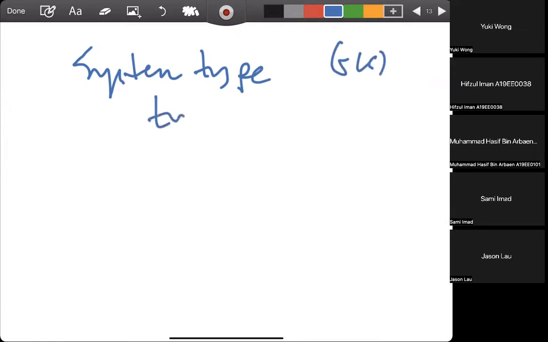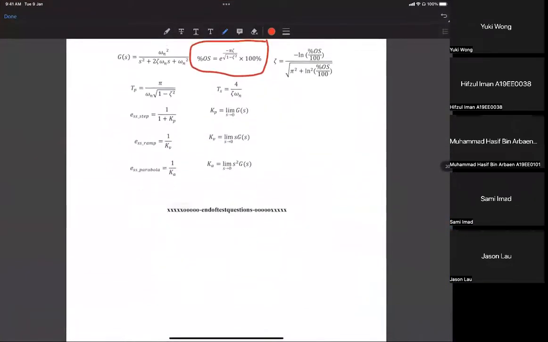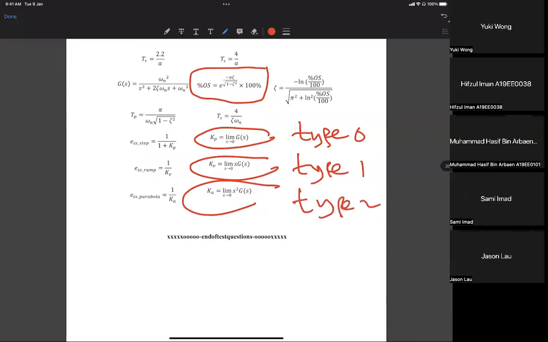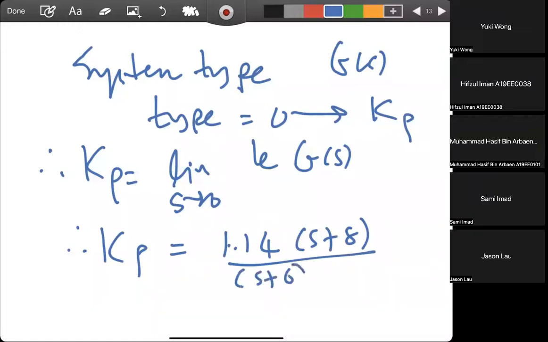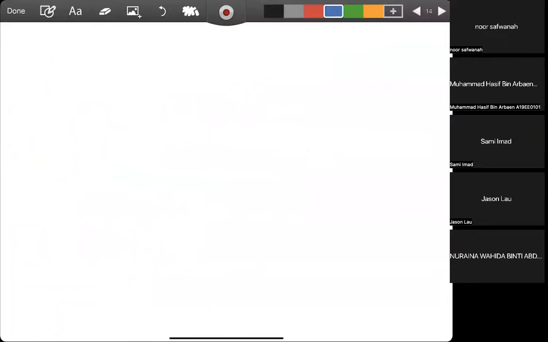System type 0. Type 0, so you use KP. What is KP? Once again, the limit of S to 0 of KGS. There is a formula for it: KP, KV, KA. This is type 0, type 1, type 2. So KP is 1.14 times S plus 6 over the rest, so KP is 0.76.